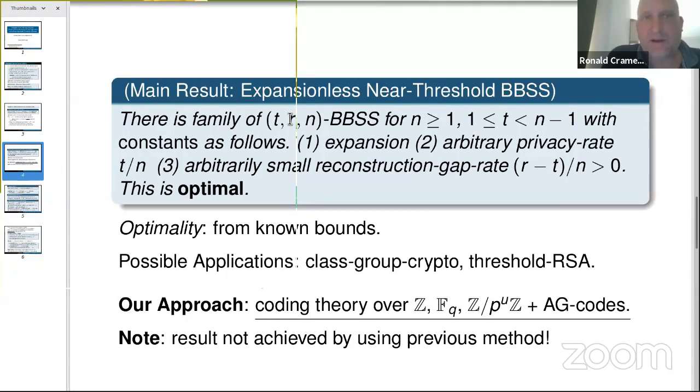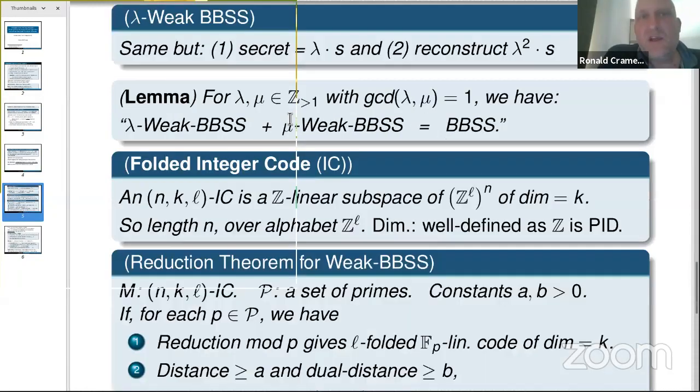So how does this work? Very briefly, two slides. First we introduce lambda-weak black box secret sharing. That's the same as before, except you only secret share a lambda multiple of the secret, and you reconstruct a lambda squared multiple of the secret.